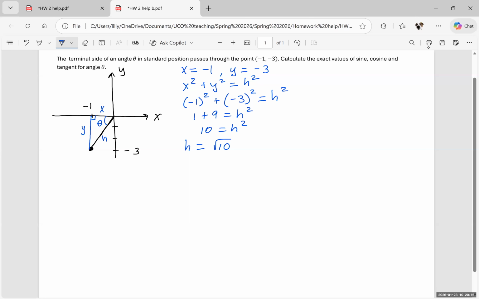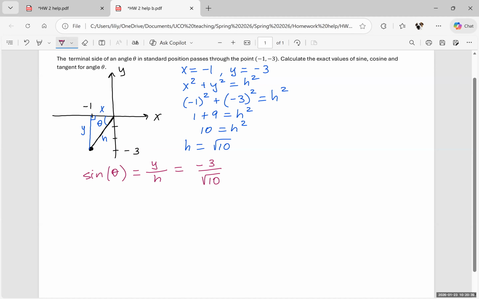Now that we know the value for the hypotenuse, we can go ahead and populate our trigonometric functions. We'll start with the sine. Sine of theta. Sine is the y coordinate over the hypotenuse. Our y coordinate was -3. Our hypotenuse was the square root of 10.